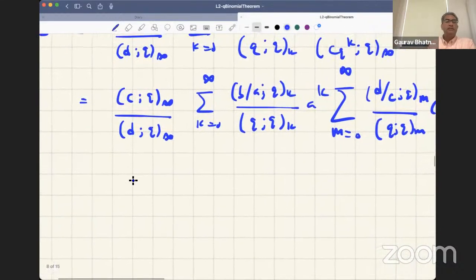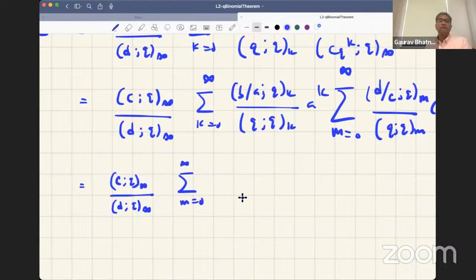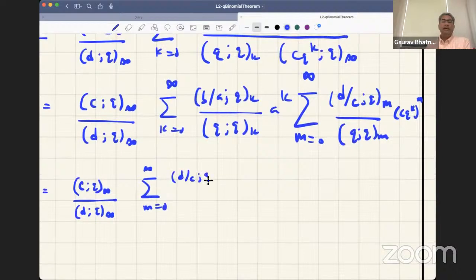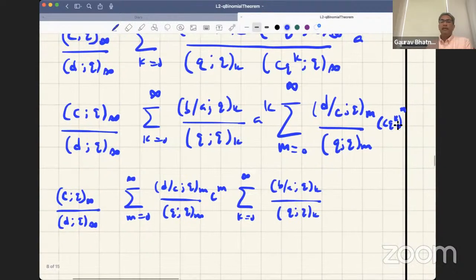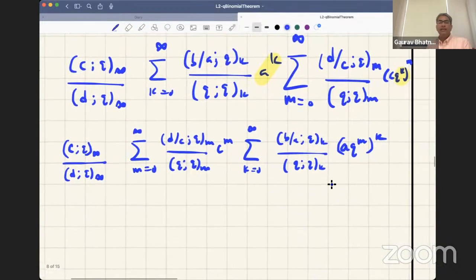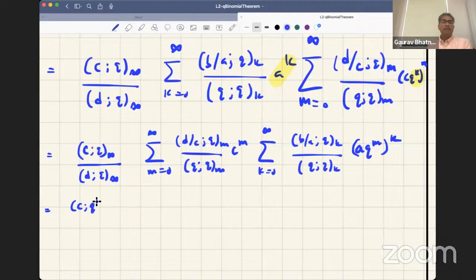And now we interchange the sums. So (c; q)_infinity over (d; q)_infinity, then (d/c; q)_m over (q; q)_m. This part, c raised to m, comes outside. Then the stuff about k, and you have (b/a; q)_k over (q; q)_k, and this is (a q^m) raised to k. So these two guys, this guy comes here. Right, and now again, we can use the q-binomial theorem on this guy, the last chap. So this is as it is.